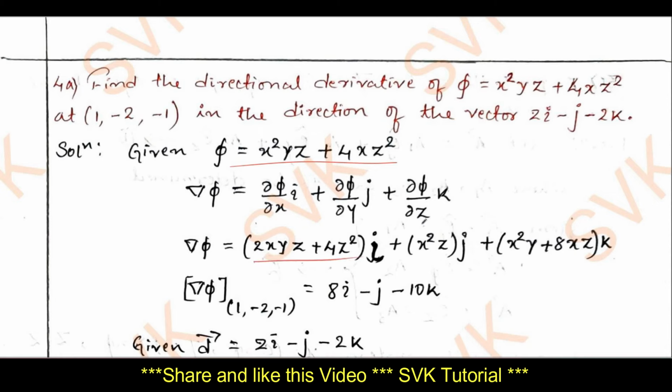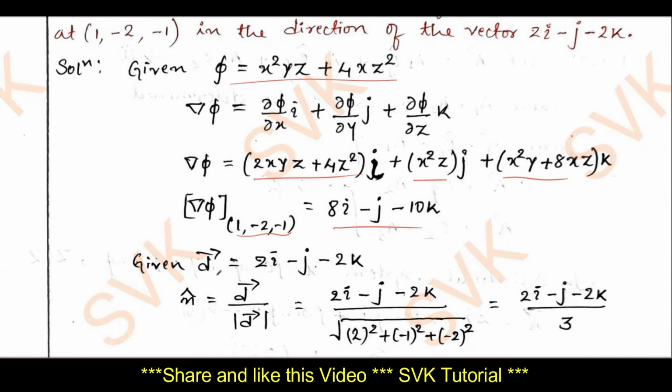That is del phi by del x i, plus phi with respect to y. Differentiate phi wherever we have the y term. So x square z is constant, derivative of y is 1. There is no y term in the second part, therefore it is 0. So you are left with x square z. Differentiate phi with respect to z: the derivative of z is 1, you are left with x square y, plus the derivative of z square is 2z, so it is 8xz. So that is what we have got, del phi by del z. Okay. Then substitute the values of x, y, z. After substituting x, y, z, I got the vector 8i minus j minus 10k.